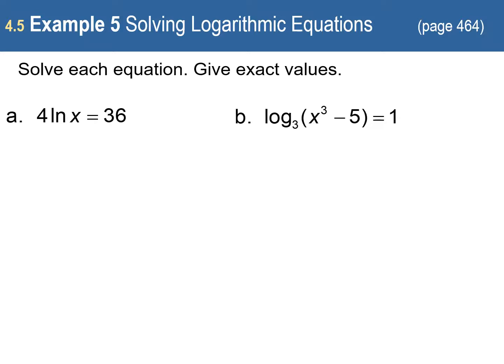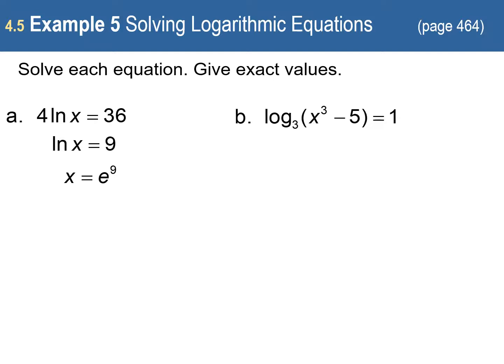Now let's solve these equations. 4 natural log of x is 36. Divide through by 4, so the natural log of x is 9. Put it in exponential form. x is e to the 9th. I want exact values, so leave it that way.